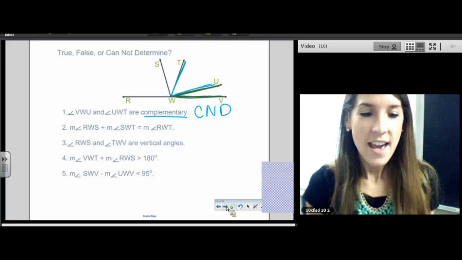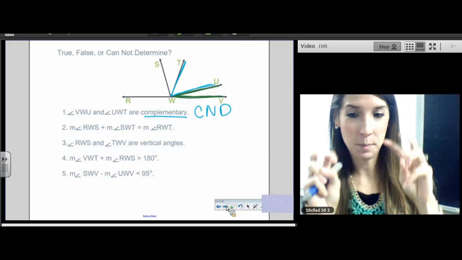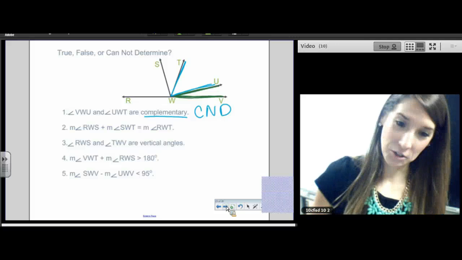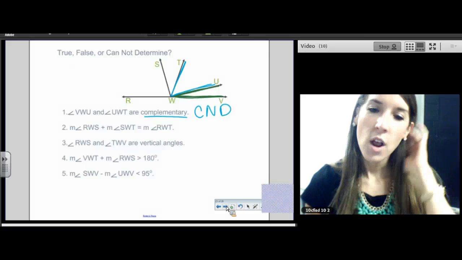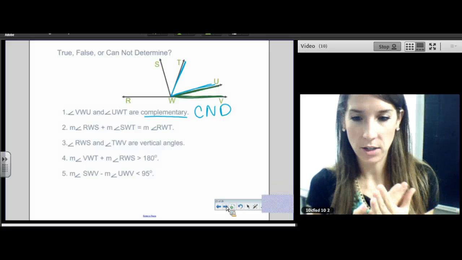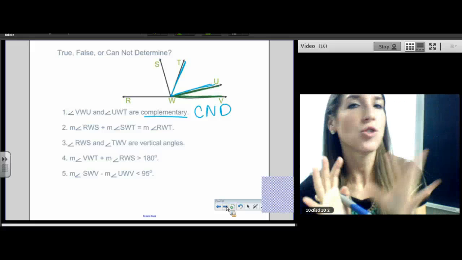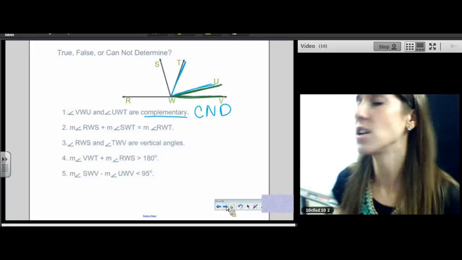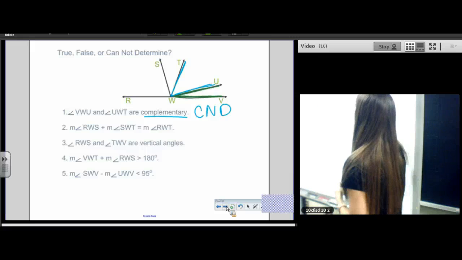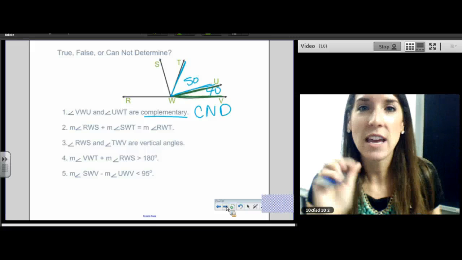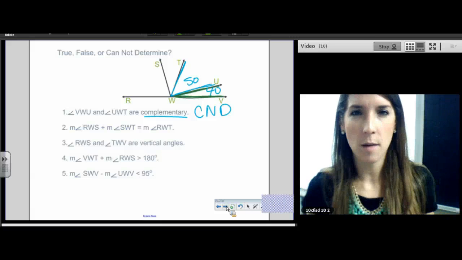Cannot determine. And actually we haven't done the assumptions part of the lesson yet. That comes next. So hopefully after I teach you the assumptions, you'll be like, oh, we cannot determine if they're complementary because we don't know what the measure of that angle is. What if that picture just isn't drawn perfectly, but that really is a 90-degree angle? What if I told you that this one was 50 and this one was 40? Then they would be complementary even though it doesn't look like it's complementary.